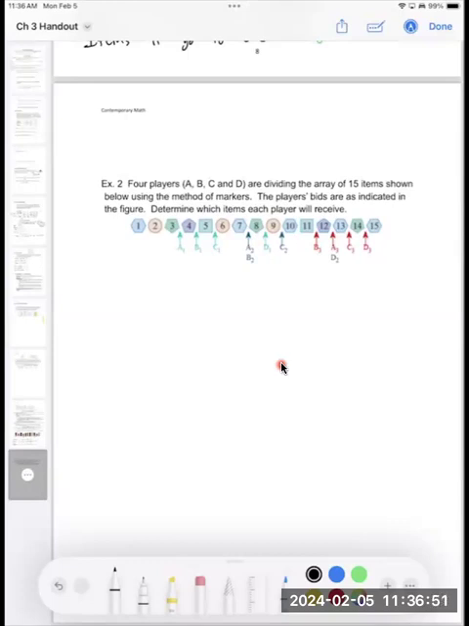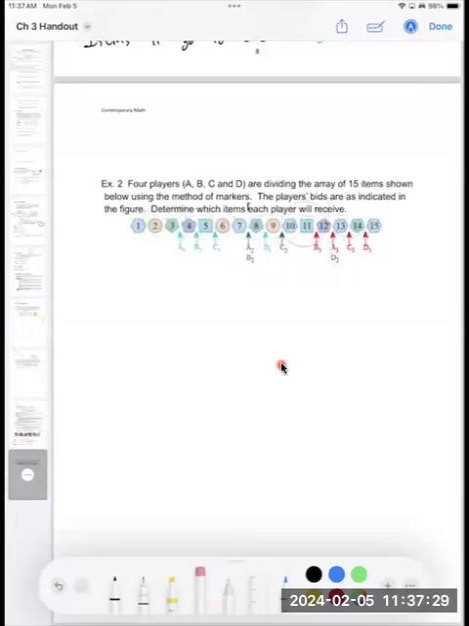So let me just review what this notation means here. For person A, they placed a marker here, here, and here. So that means that they are going to be happy with getting these 3, with getting these 4, with getting those 5, 1, 2, 3, 4, 5, or with getting these 3. Any of those would be a fair share in her mind.